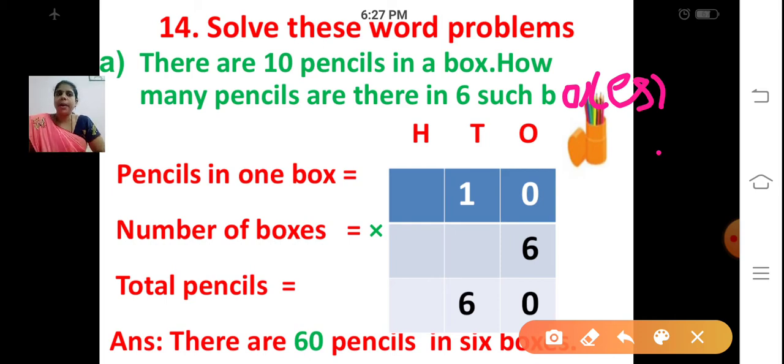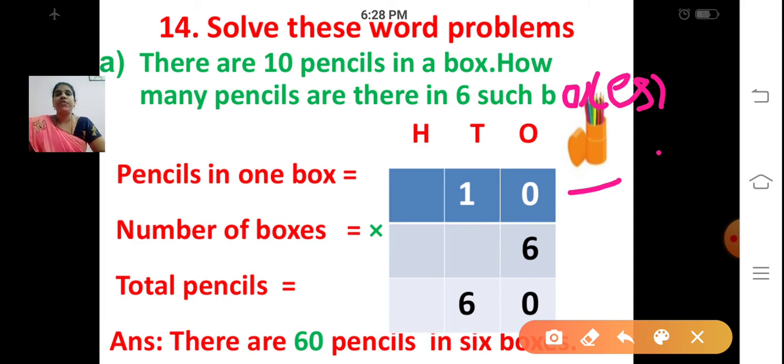Now, there are 10 pencils in a box. See, here is one pencil box, right? In that box, how many pencils are there? 10 pencils in one box. Okay. Now, we are going to find out. We know in one box we have 10 pencils, right? How many pencils are there in 6 such boxes?